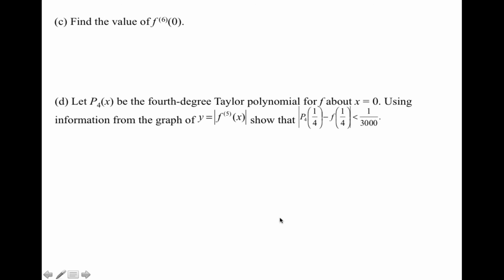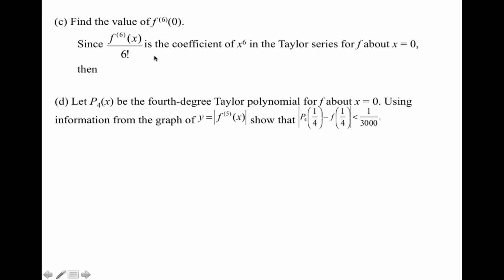Now for part C, we want to find the value of the 6th derivative at 0. All right, so this means that I want the coefficient from the x to the 6th term of the Taylor series of what I just wrote about x equals 0. And that I found in the previous one, and the coefficient on the x to the 6th term was negative 121.